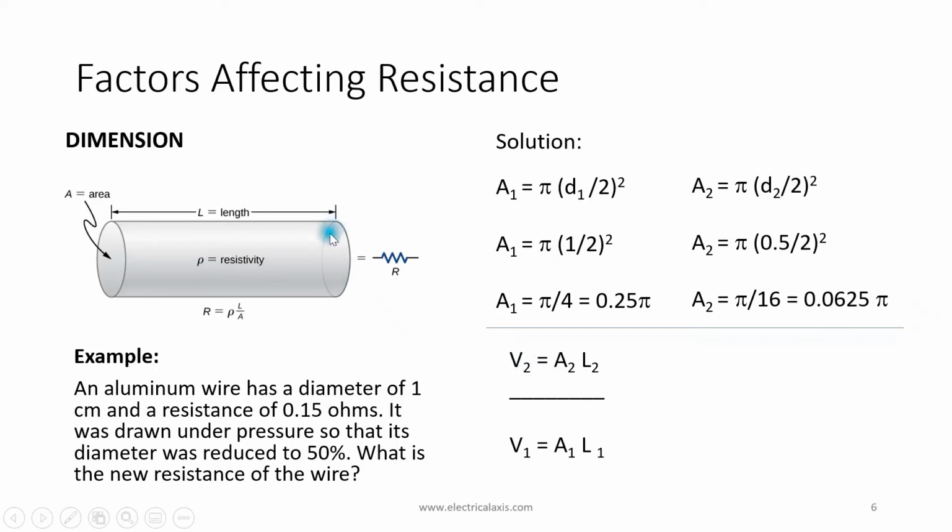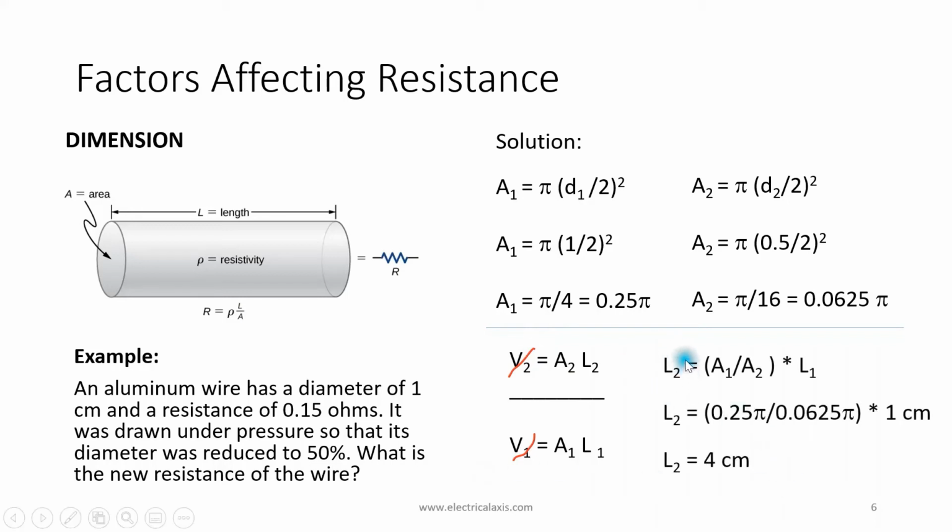Now the volume is actually the cross-sectional area multiplied by the length of the conductor. Now it's because this is a comparison, all we need to do is the ratio and proportion. So because the volume was not changed, therefore we can just cancel out this variable, and therefore we can get the value of the new length as a1 over a2 multiplied by the original length, and then the new length will be 4 centimeter.